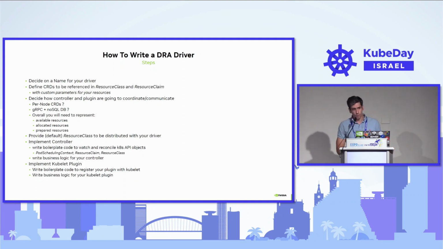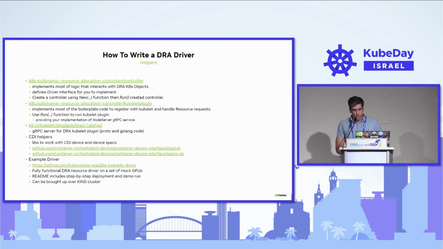You need to represent the set of available resources in the cluster or on the node, the set of allocated resources, and the set of prepared resources. You will need, in addition, to provide a default implementation of your resource class to be distributed with your driver so user can use it. And then, of course, there's the implementation of the controller, and implementation of the kubelet plugin. Both of them include some boilerplate code either to interact with Kubernetes APIs in controller case or interact with kubelet, as well as, of course, the business logic for the two. OK, so this was a long list.